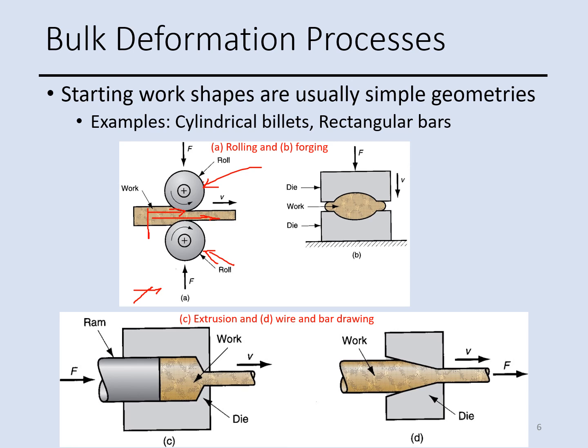Then we have the forging process in this picture. In forging, we have a workpiece that is compressed between two dies, two opposing dies. This is one die, and this is another die, and the force is applied from up toward down.